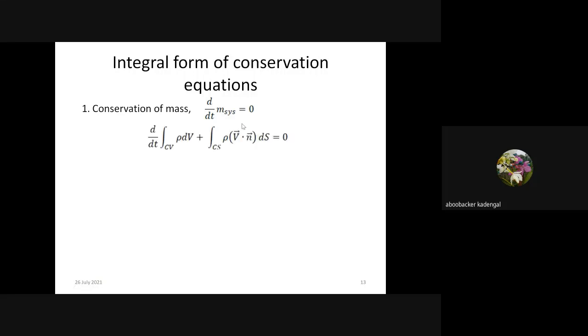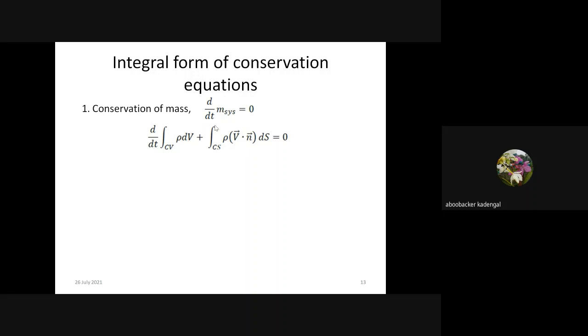If we want to write it for the control volume, the mass can cross the boundaries. For a control volume, the conservation of mass equation is d by dt of the integral over the control volume of rho dv. The first part is the rate of change within the control volume, and the second is the rate of flow through the surface of the control volume. So this is the integral equation. Physically, one term is the rate of change within the control volume, and the second term is through the surface. This is the concept that mass is conserved.